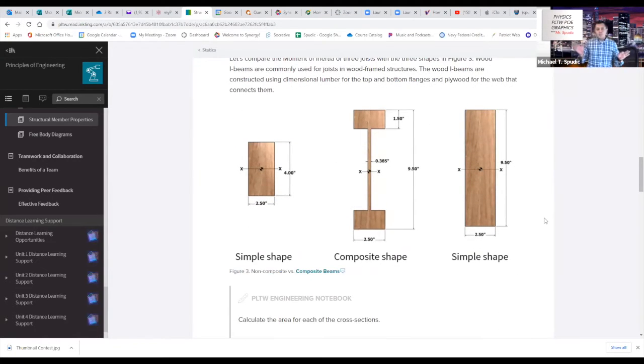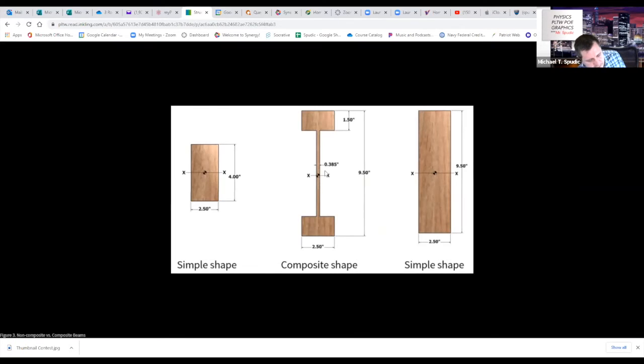Here's three options we got. All right, we got three options to build a joist with, and I'm going to tell you that this one here, if you say, Mr. Spudik, this is stupid, this is exactly what joists look like.